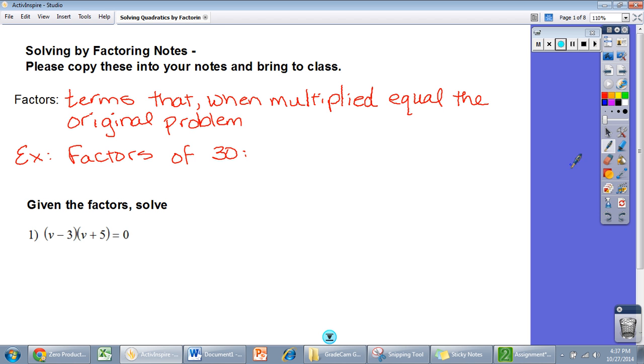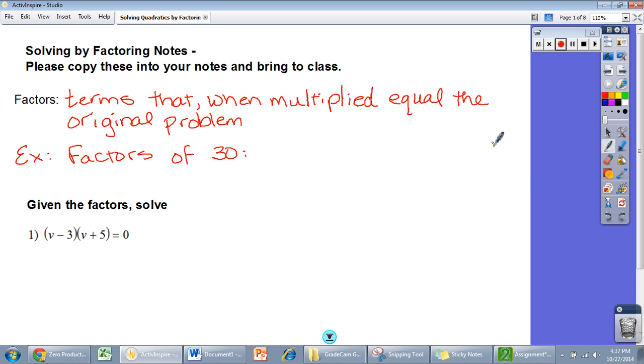We're going to continue on in our factoring chapter, and we're going to introduce solving by factoring. I would like you to please copy these notes into your notes and bring them to class, and by doing so you'll receive credit. First of all, we talked about what a factor is, and factors are terms that when multiplied equal the original problem.